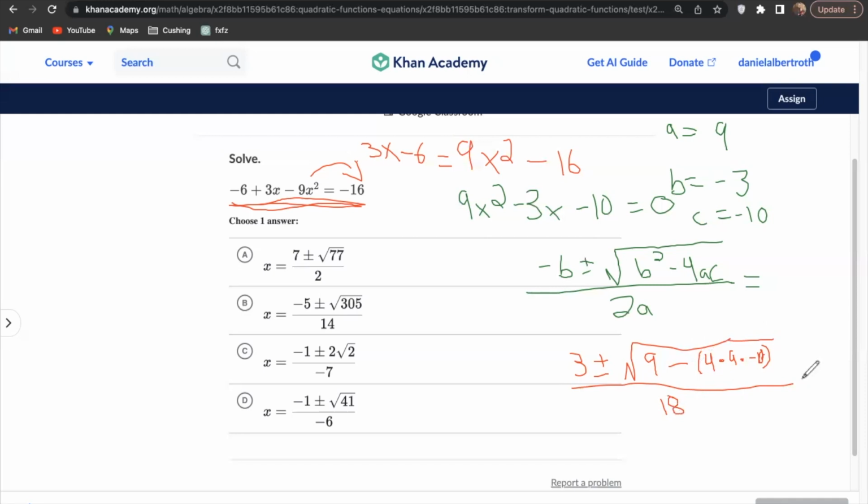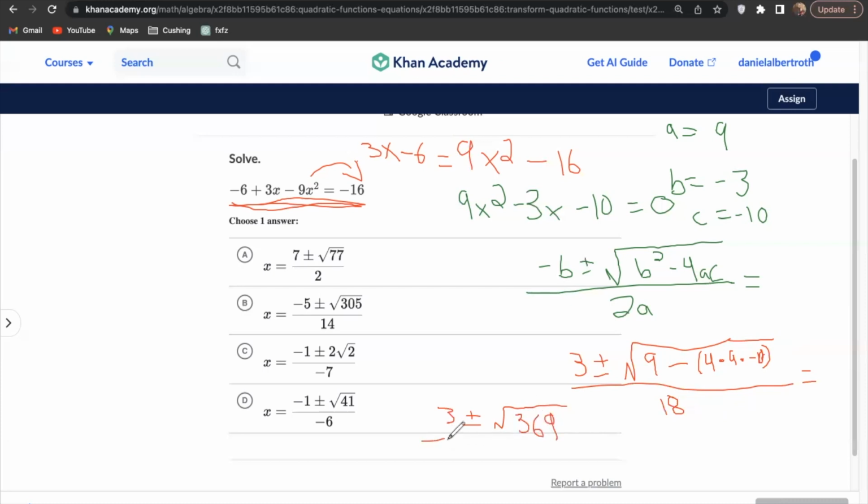So I'm going to try to simplify. So this is 3 plus or minus the square root, and this is going to be 9 minus a negative. So I'm going to end up adding the number because I'm subtracting a negative. I'm just going to add everything. 10 times 9 is 90. Times 4 is 360. So this is looking not fun. Oh, okay. It's 360 plus 9, so 369.